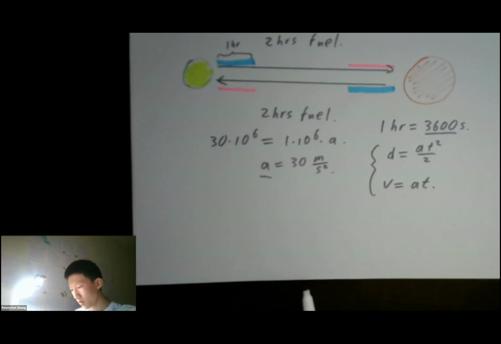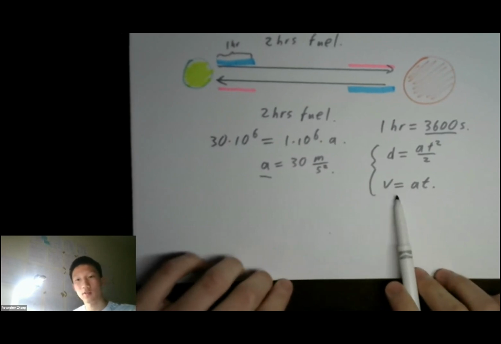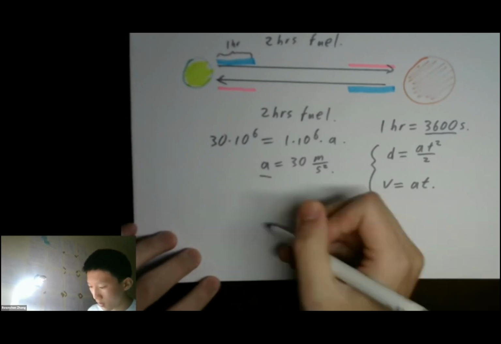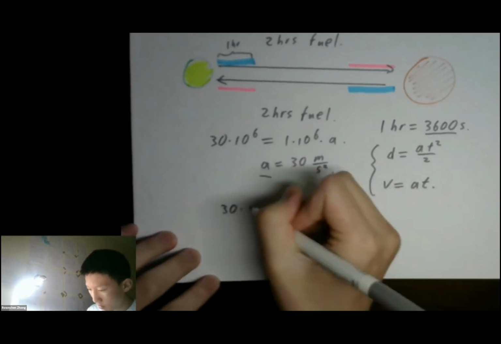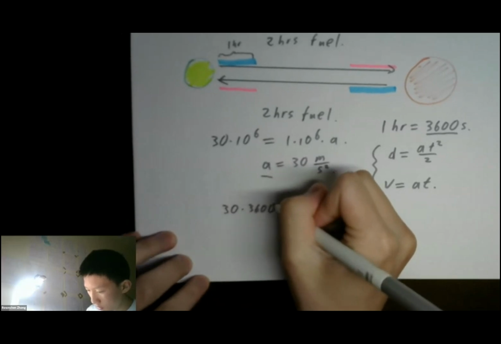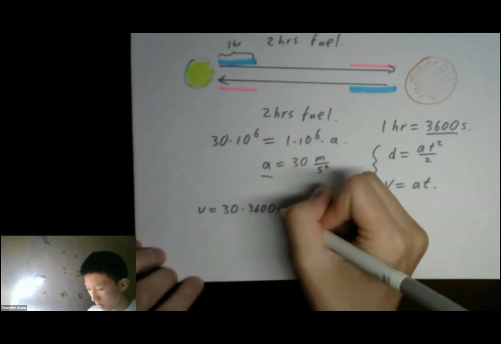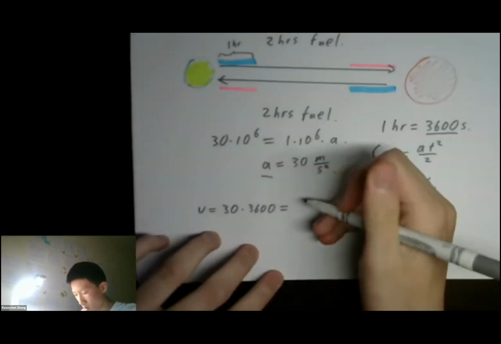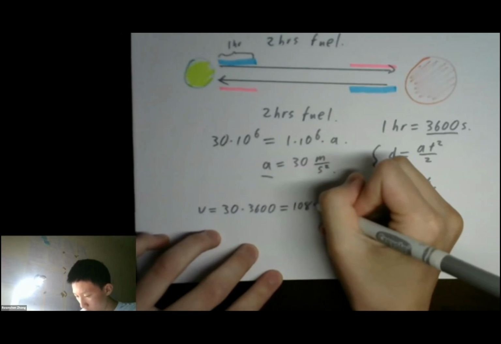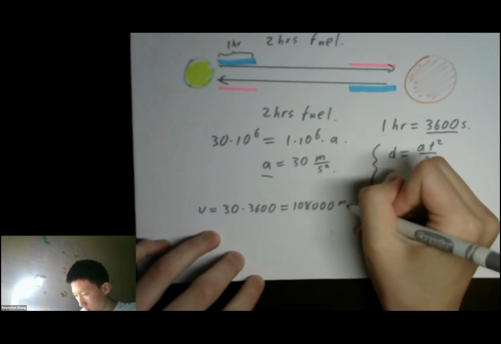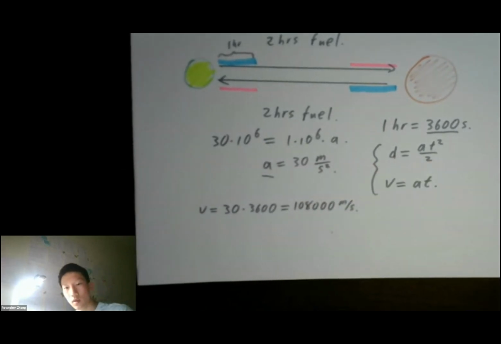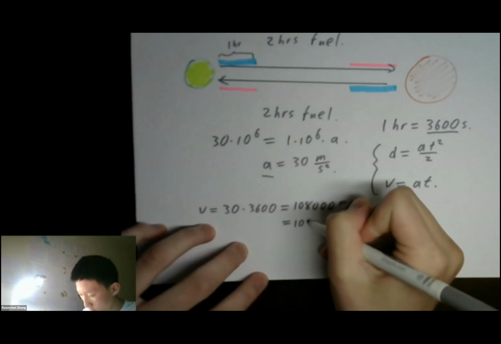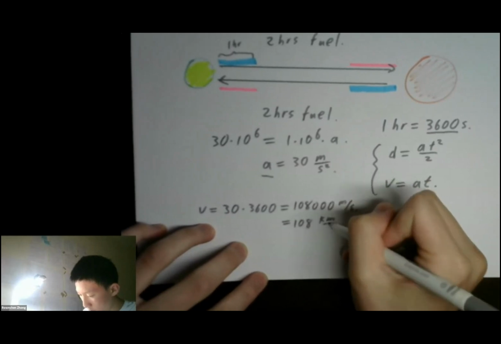So first, let's look at the velocity. Velocity, much easier. Acceleration times time, simple enough. We're going to do 30 times 3,600. This is the velocity, and it's going to be equal to, well, we got 3 zeros. So this is going to be 108 followed by 3 zeros meters per second. Which, if you want, this means we're going at 108 kilometers per second.